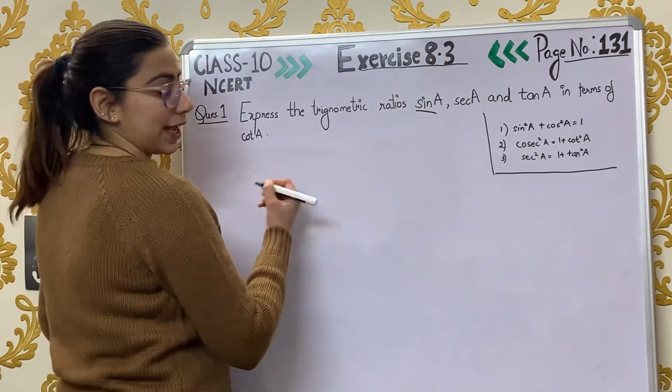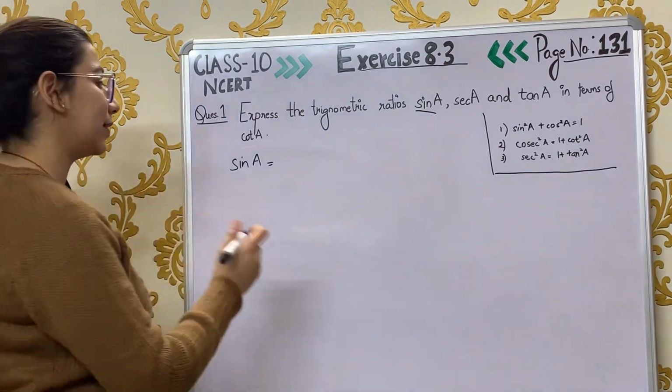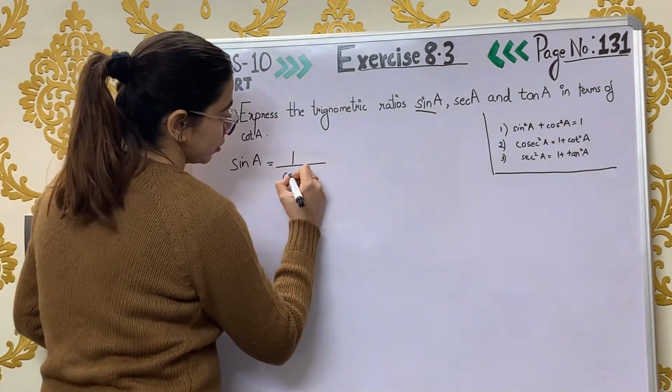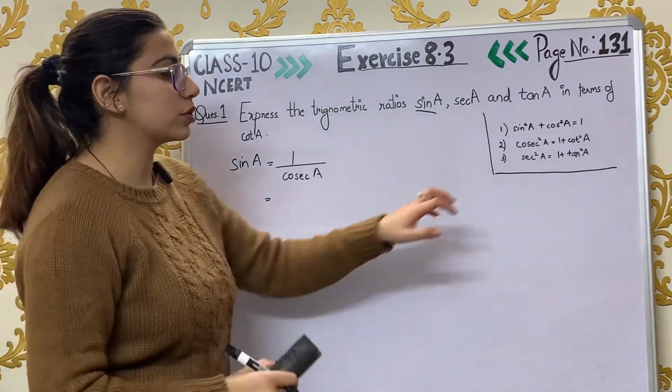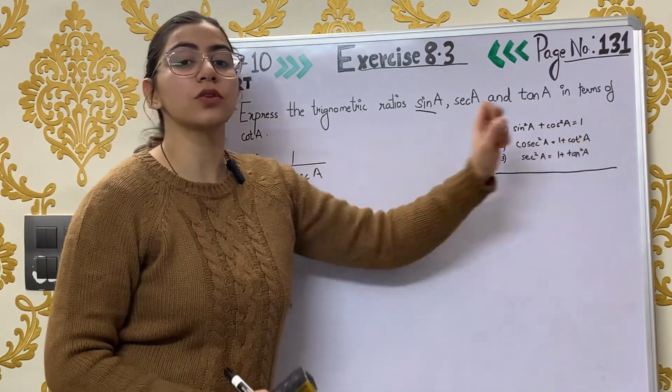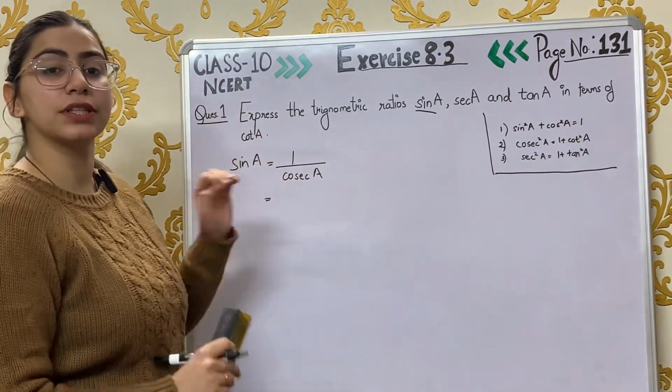Firstly, we need to find sin A. We know that sin A is the opposite of cosecant A, so we can write this as 1 upon cosecant A. Now we know that cosecant square A is equal to 1 plus cot square A. But here we have cosecant A.